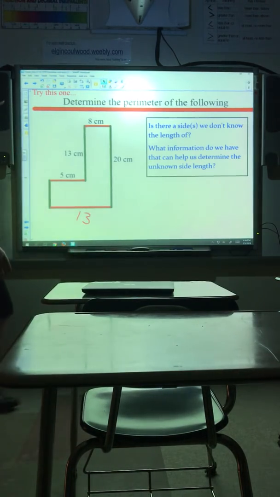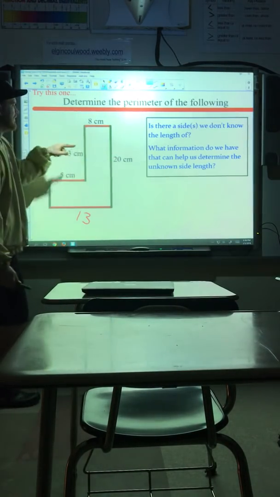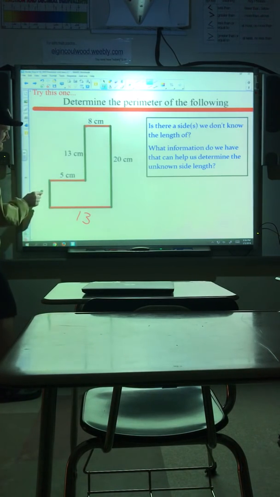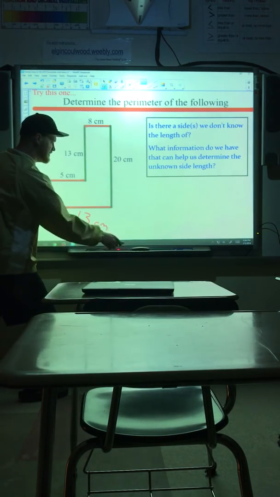Not quite done. Missing a short piece. So you can do this by taking the long side minus the shorter side. 20 minus 13, that would mean that this is 7 centimeters down here. If I have to label this 13 centimeters.